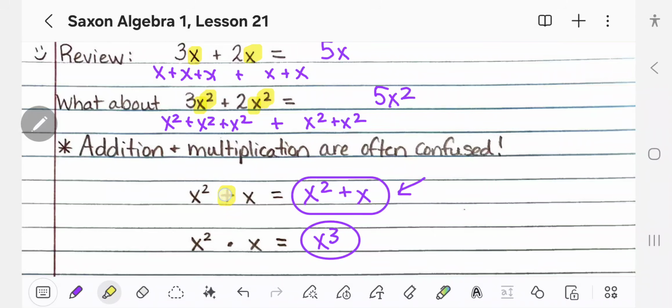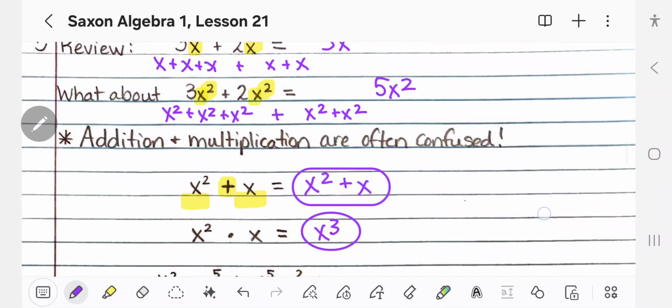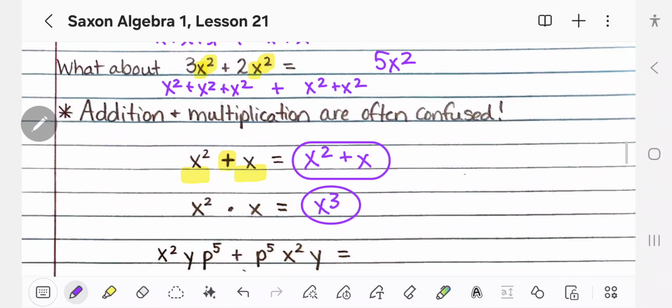notice that the first one, these are terms. I'm separated by a plus sign. But here, this is one big term. I don't have to worry about having like terms because I've only got one term. It's being multiplied, and we know how to do that. So don't let that confuse you. Practice enough of them to convince yourself of it.